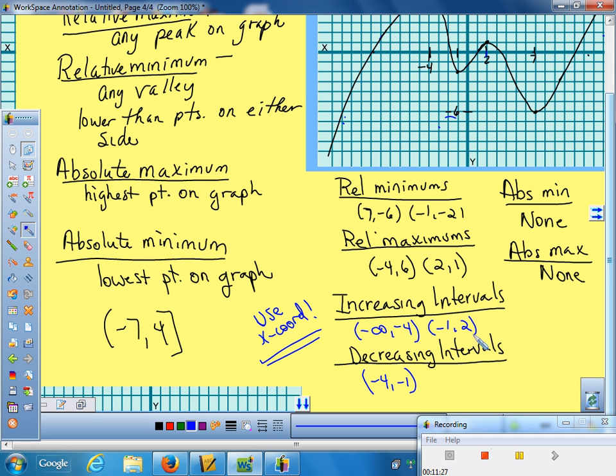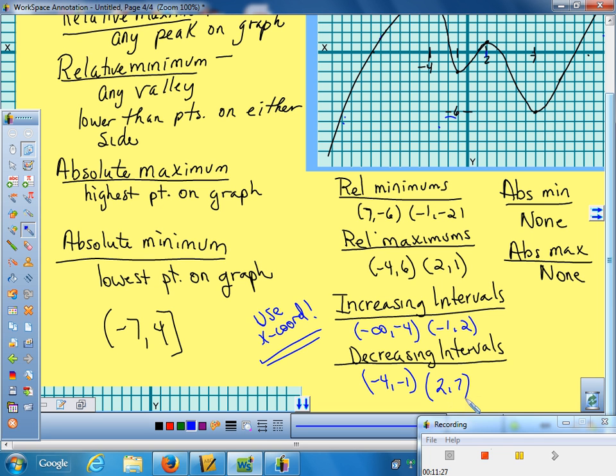Okay, so now you're at 2. What's it doing? From 2, we're going down. You're only doing the x-axis. From 2 to 7, I am decreasing.